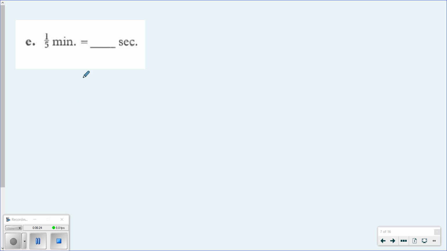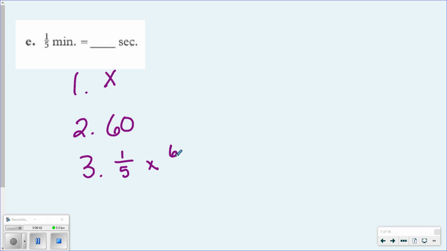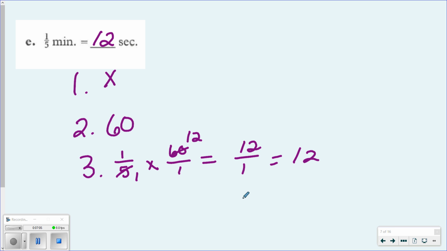Alright, so now we're going minutes to seconds. We know that minutes are larger than seconds, so that is a multiply. And we know that there are 60 seconds in a minute. So we're going to say 1/5 times 60 over 1. Okay, and we can cross cancel. 60 can be divided by 5 12 times. So we have 12 over 1, which is just 12. So 1/5 of a minute is 12 seconds.